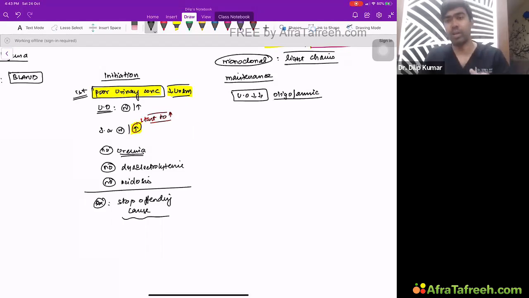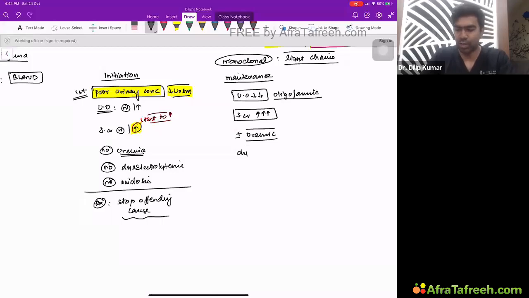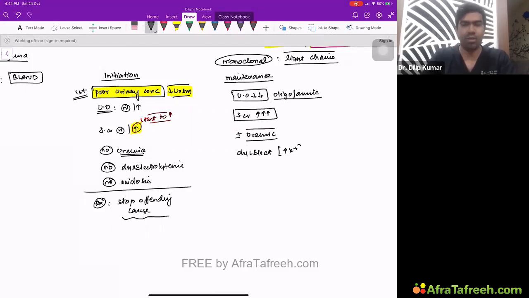There might be a complete loss of urine output, and the serum creatinine will peak here. It might become 5, 6, even 10, depending on the severity of the injury. And patients might start getting uremic symptoms, and most of the time the patient will go for dyselectrolytemia. The most important is hyperkalemia. There are a lot of electrolytes that can be abnormal, but hyperkalemia is very, very important. And the patient will go for a volume overload state.